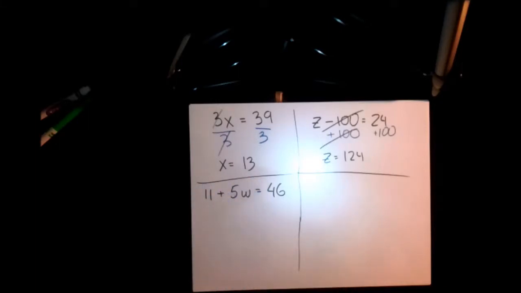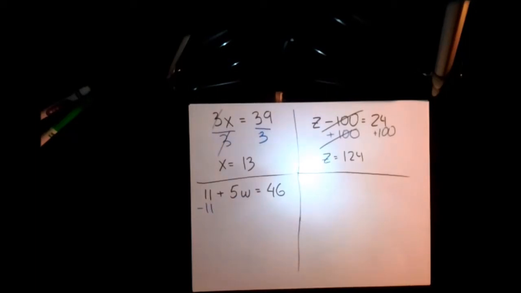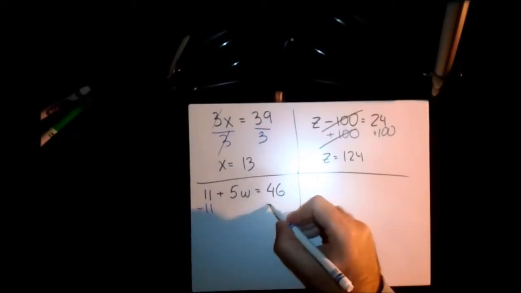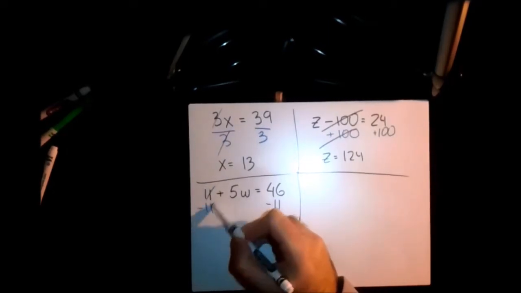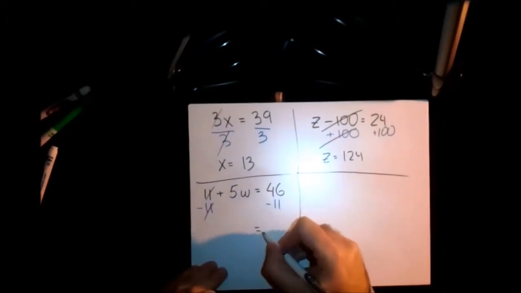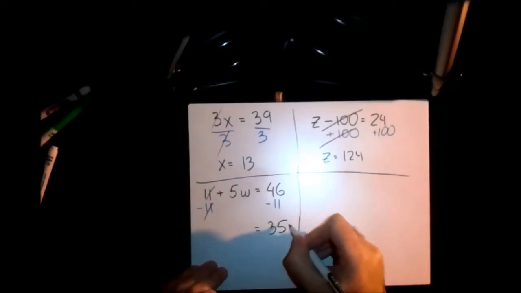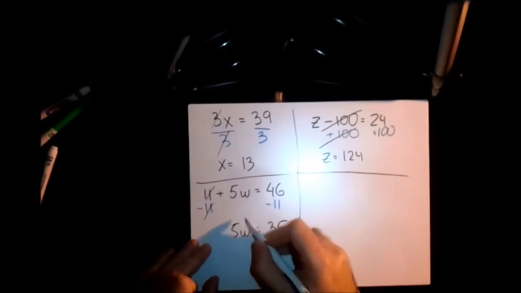So what's the opposite of adding 11? It's to subtract an 11. And of course, I can't just leave it like that. I have to subtract it from both sides. Alright, cool. Now what do we have? We have an 11 minus 11, that's gone. 46 minus 11, that's 35. And I still have this 5W, which just drops down.